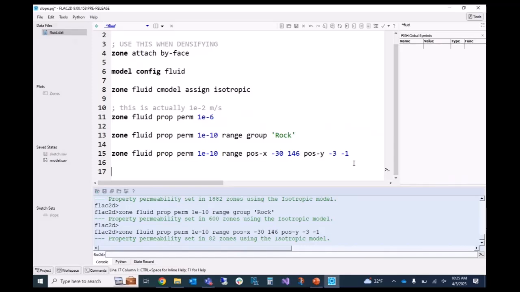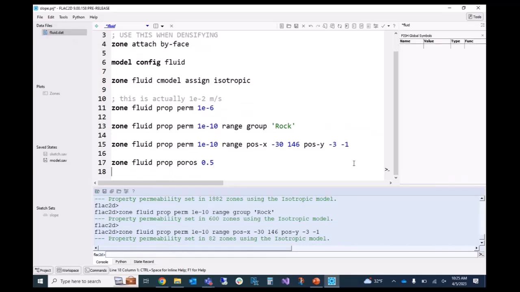Couple more properties here. We're just going to set the porosity to be 0.5. Zone, fluid, prop, porous, 0.5. Again, this is probably slightly simplified from the real project in which different layers had different porosities and so on, but just use that for now.